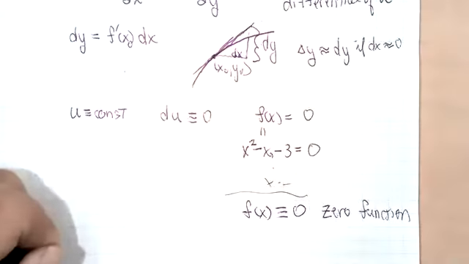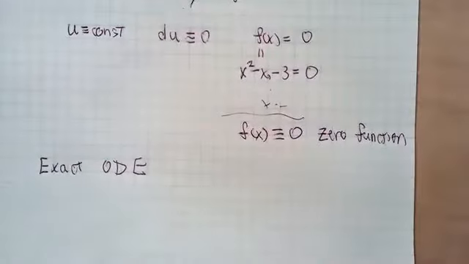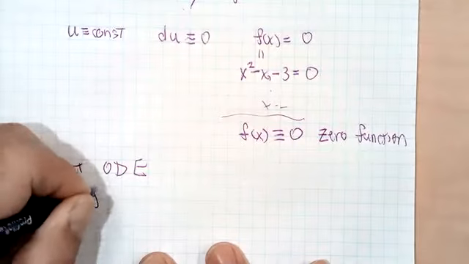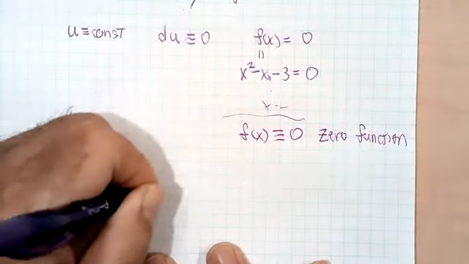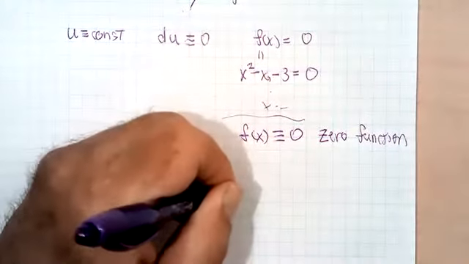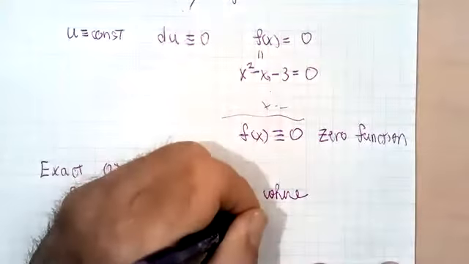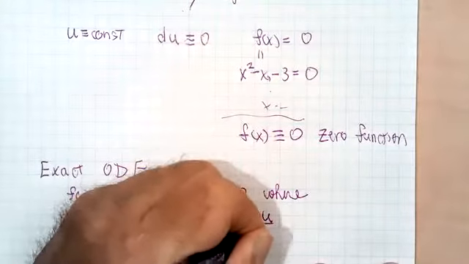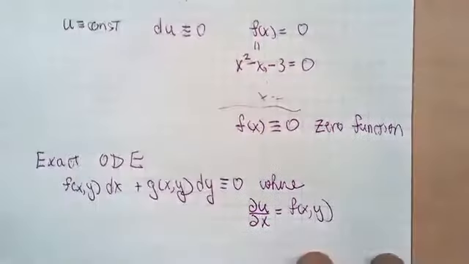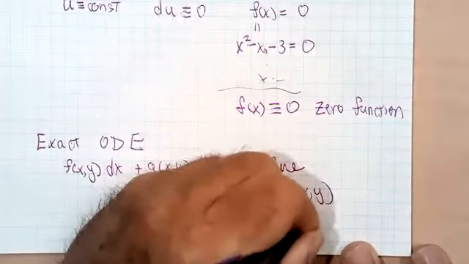Now, an exact ODE is one that is written in this form: some function of x and y times dx plus some other function of x and y times dy is equal to 0, where the partial of u with respect to x is that f function, and the partial of u with respect to y is that g function.